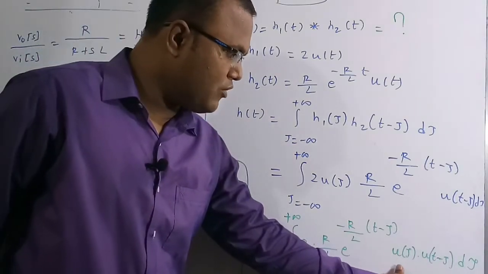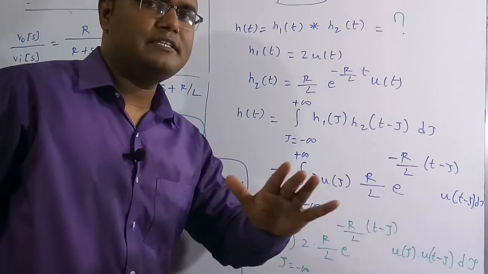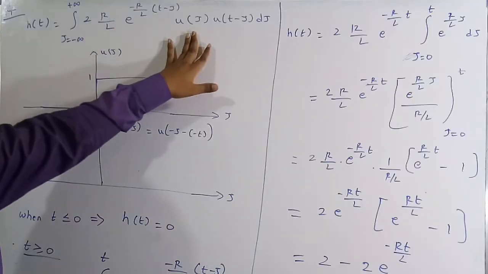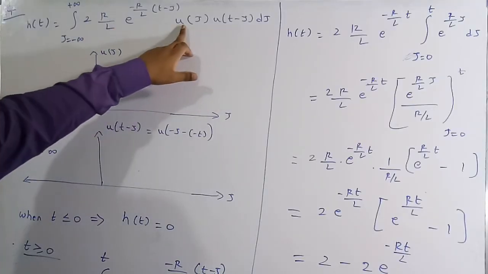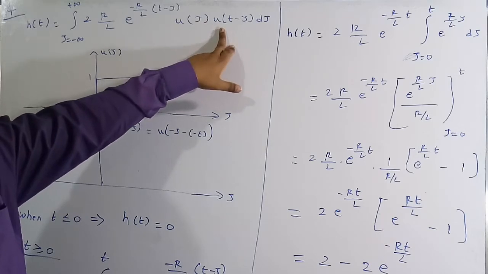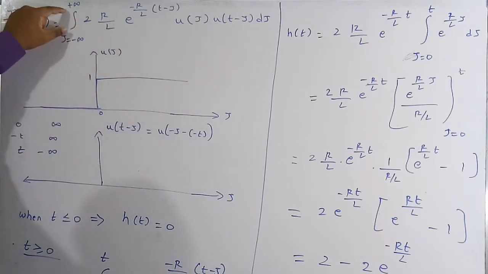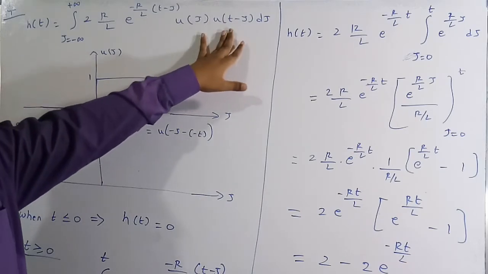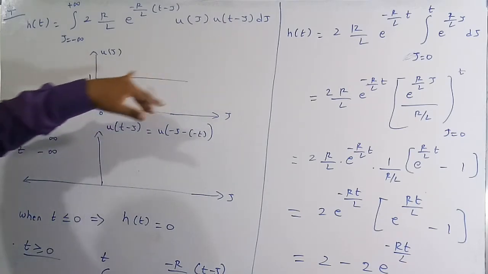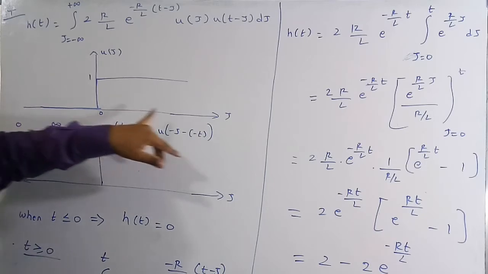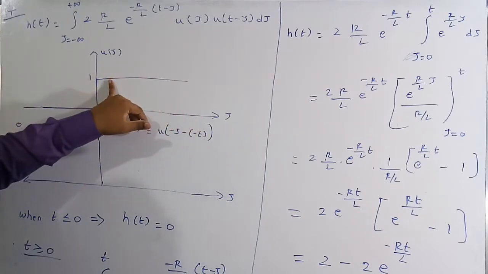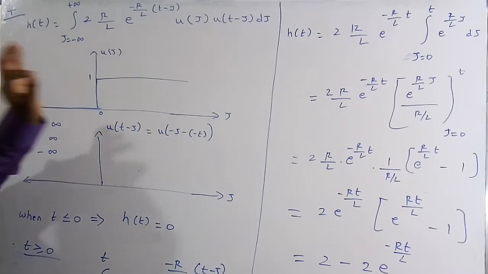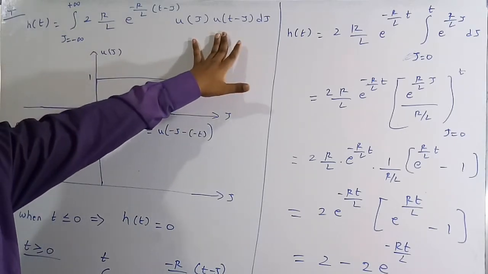So now I will draw the diagram or overlap regions for this u of tau and u of t minus tau. So now I wrote the same expression again. Based on the u of tau and u of t minus tau ranges, I need to redefine these limits. So now I want to draw the diagrams of u of tau and u of t minus tau. So u of tau is nothing but it is going to exist from 0 to infinity with a value of 1, and for less than 0, its value is 0. So now I want to draw the diagram for u of t minus tau.